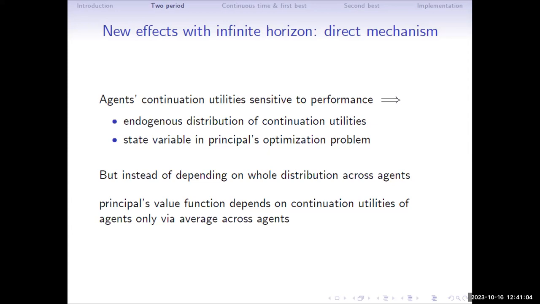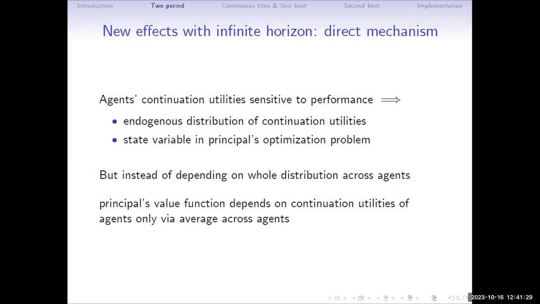But in fact, it's the genius of Jean-Charles, I would never have been able to do that. Jean-Charles was able to find and solve a model in which, in the optimal mechanism, we don't need to remember everything like that. The state variable is not going to be the whole distribution. The state variable is just going to be the average. Endogenously, the average is going to be the state variable. That's going to help us a lot.